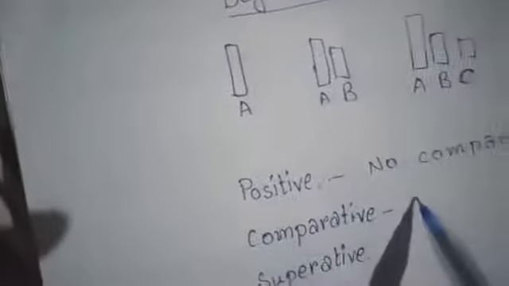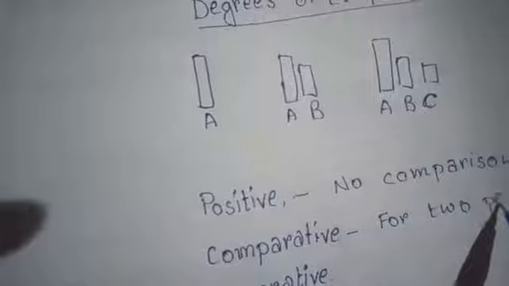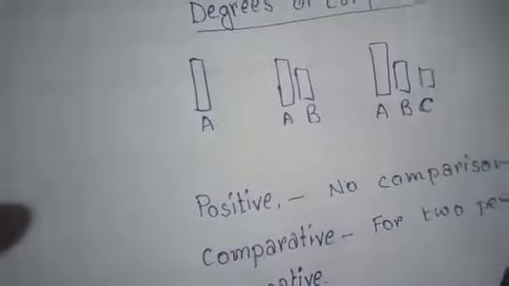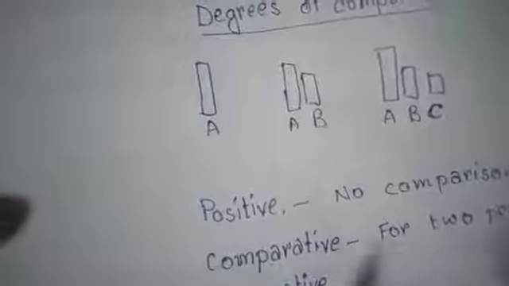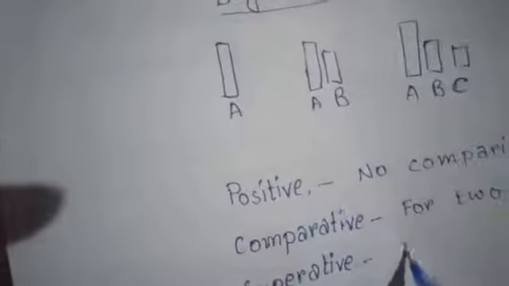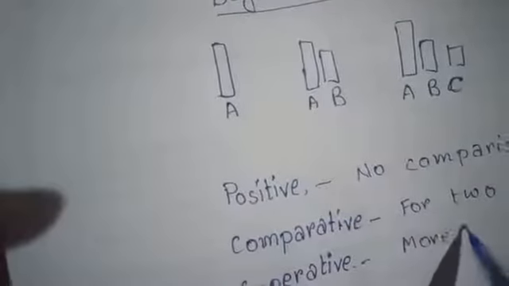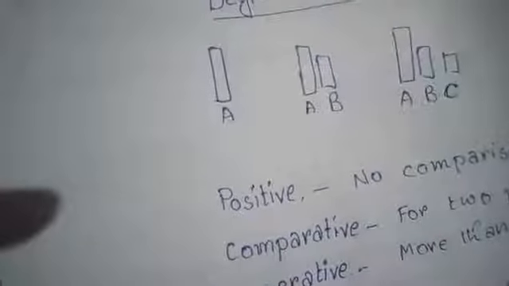Now comparative: for two persons or things we use the comparative degree. And superlative, in this case what will we do? More than two. It can be 3, 4, 5, anything else.